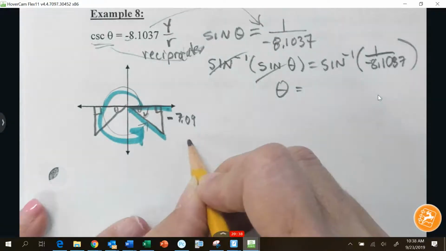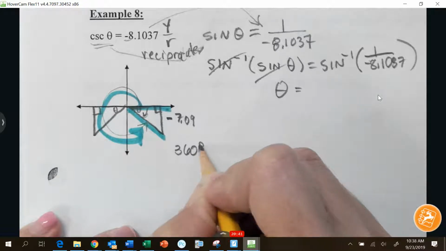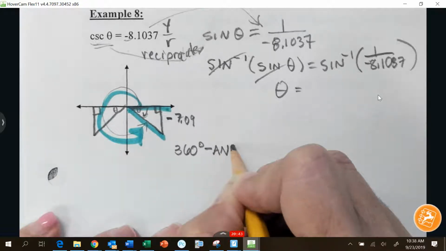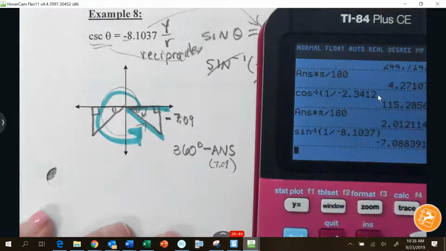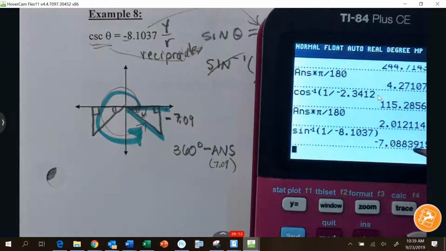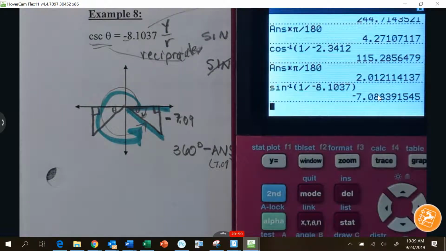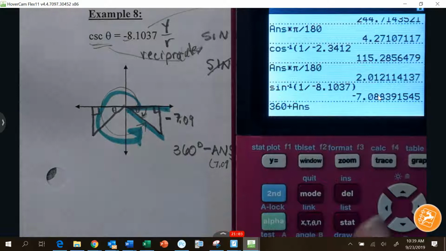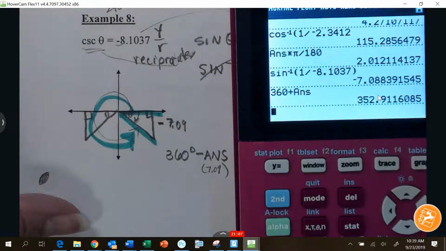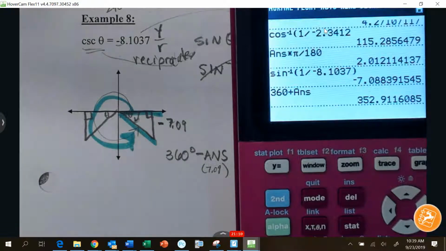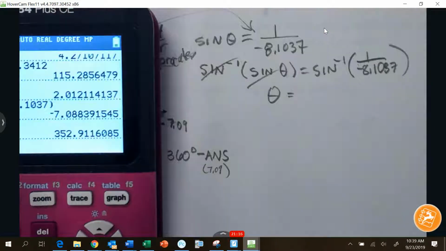Yep, so I'm going to subtract off that answer that I just got, which is like 7.09. Okay, so since my answer is negative on the calculator, I'm not going to subtract a negative number. I'm going to take 360 and add my answer, because my answer is already negative. So I get 352.91. Does that make sense for where it's sitting? That is the second answer.